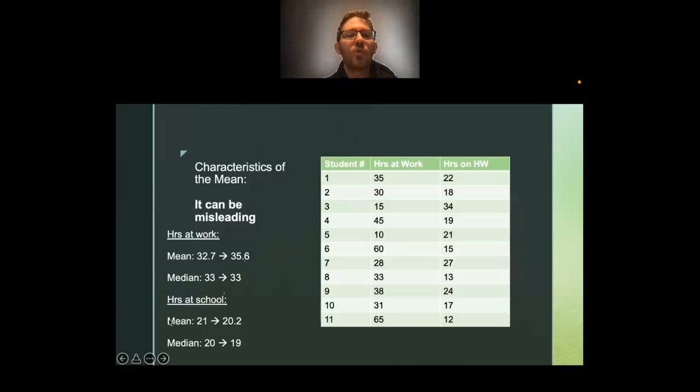For hours at school, when you add in a really low value, it takes down the mean by more than it's taking down the median.